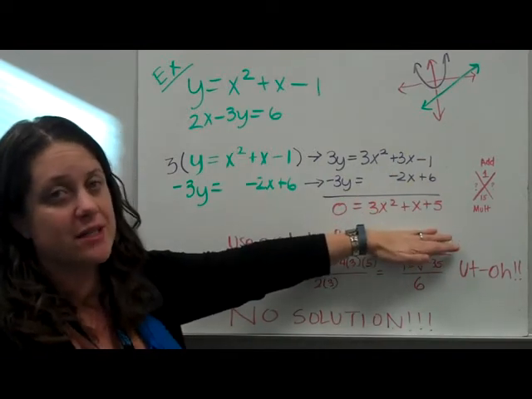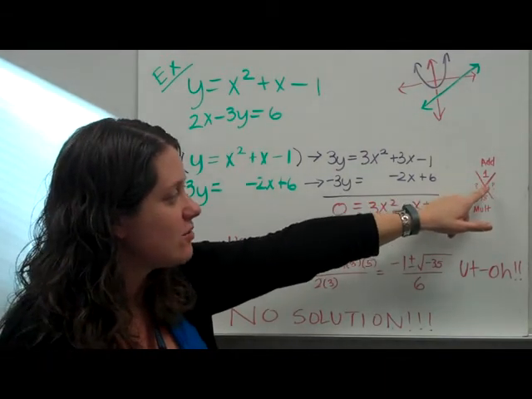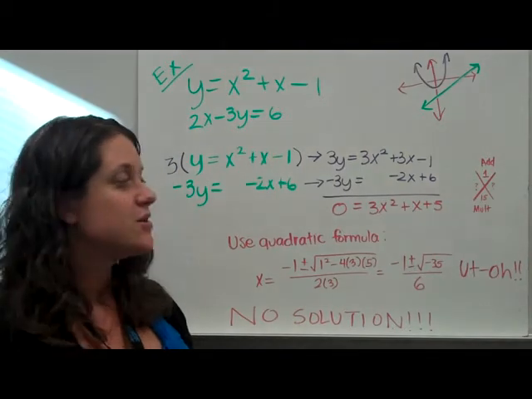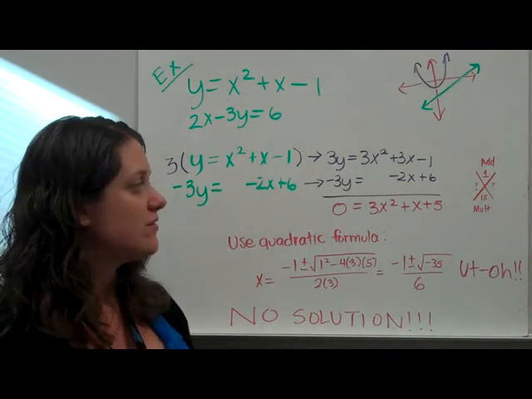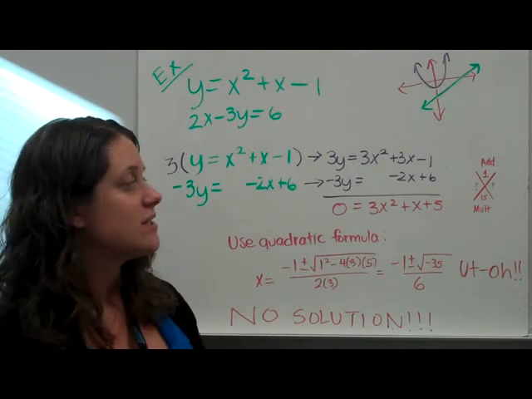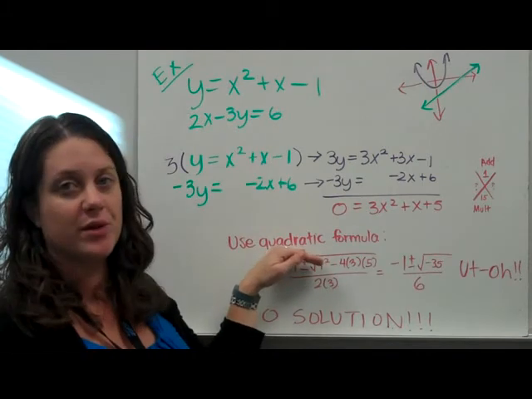So if I was going to try to factor this, I would use the pants method and I would say, okay, something that adds to 1 but multiplies to 15. Okay, so 3 and 5, 1 and 15, that's not going to work. Okay, so when I see that's not going to work, what do I do? I go to the quadratic formula.